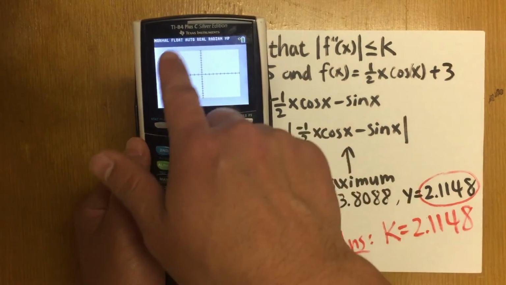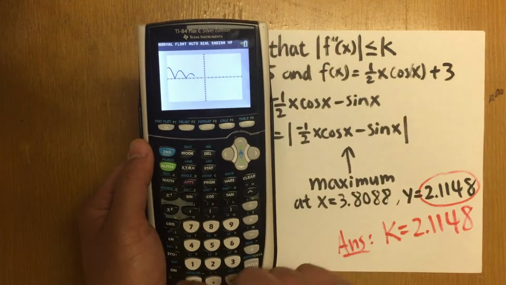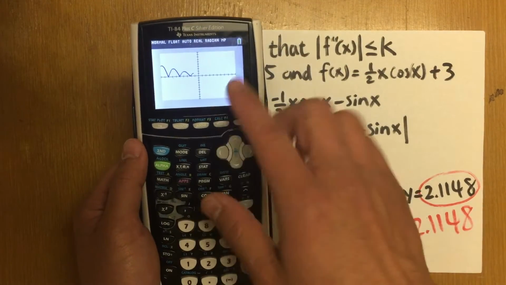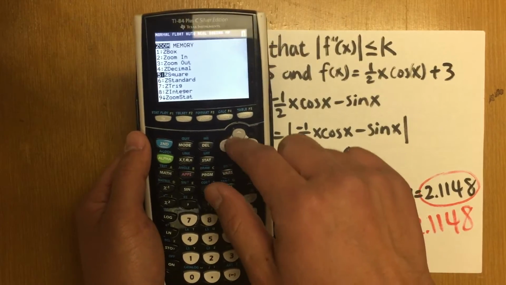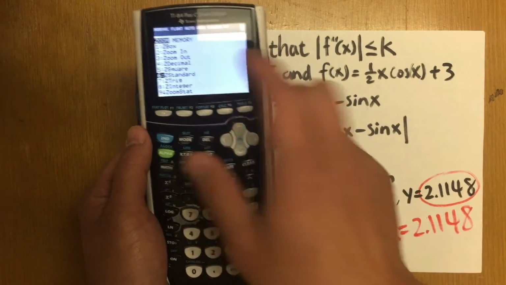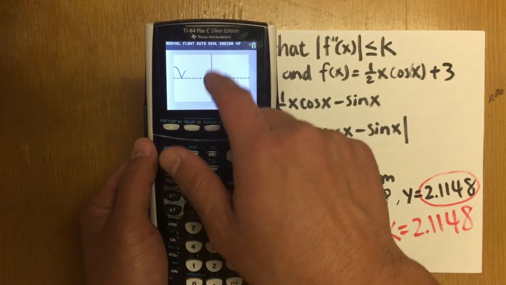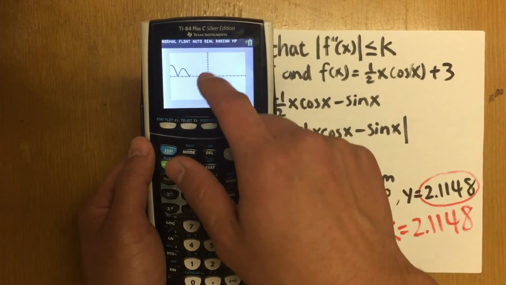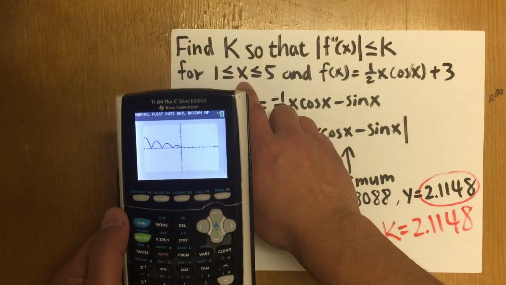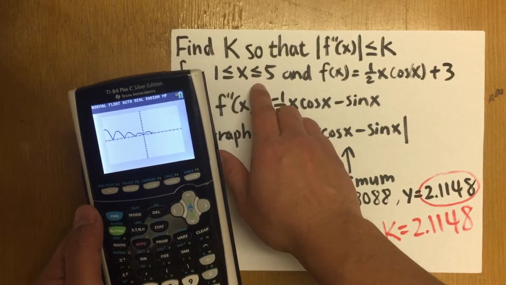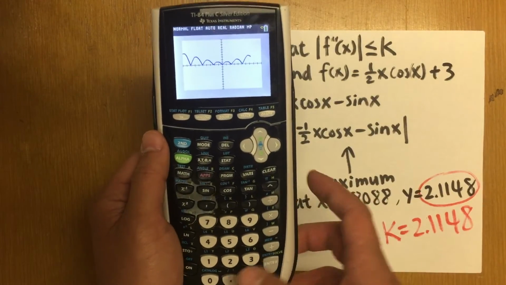As you can see, at the moment, my window is in the standard zoom, right? So let me show you. Sometimes if you want to get to this, you have to go to zoom and then ZStandard right here, number 6. And this is what you will have. That means you go up 10, go right 10, go down 10, and go left 10. Well, I'm interested in the x value being between 1 and 5, right? So maybe you want to change the window a little bit. Let me show you how to do that.